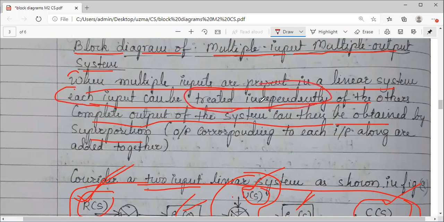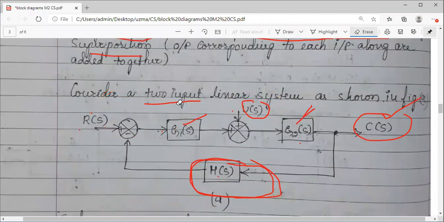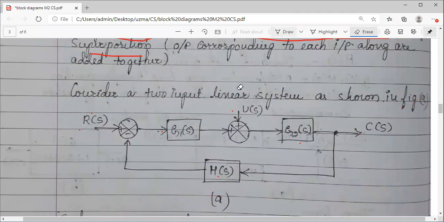So how to treat this? Each input treated independently in the sense, what I will do, here there are two inputs. So one time when I analyze the system, I will consider one input at a time. So here there are two inputs, so I have to analyze the system two times. One time I will consider R of S, I will not consider U of S. Second time I will consider U of S, I will not consider R of S. Hope you understood. Suppose I have three inputs, then three inputs means I have to analyze the system three times.